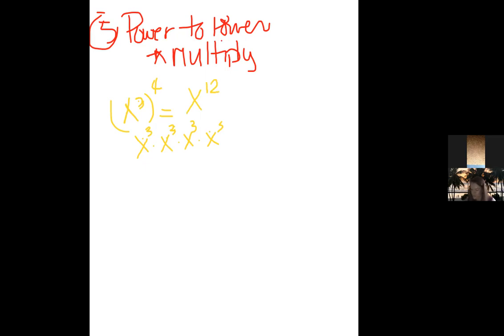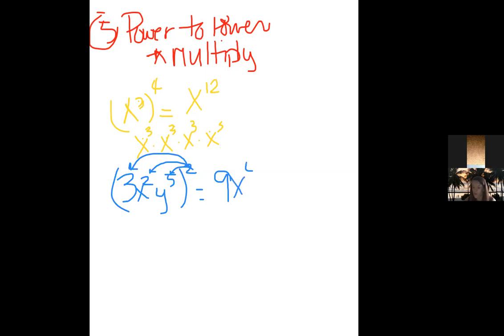Okay, let's try a different one. Let's try a little more difficult. Let's try 3x squared y to the 5th to the 2nd power. All right, if you see something like this and there's more than one, we are going to distribute. So you're going to distribute the square into each of these. So this is actually going to be 3 to the 2nd power, which is 9. And then x squared to the 2nd power would be x to the 4th. I'm multiplying there, not adding. And then y to the 5th to the 2nd power would be y to the 10th. Again, I'm multiplying. And that's it.